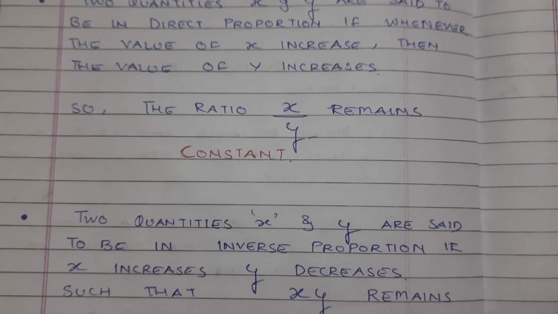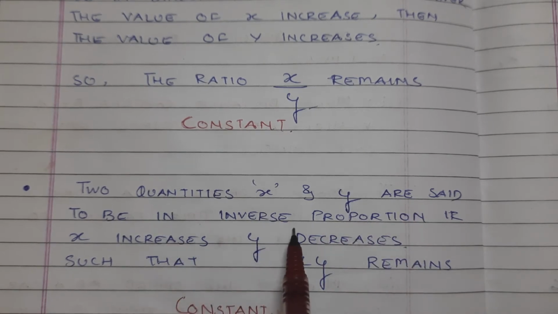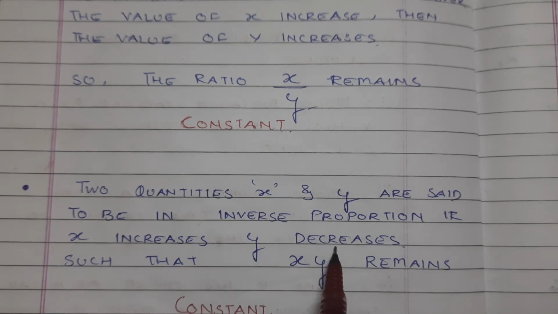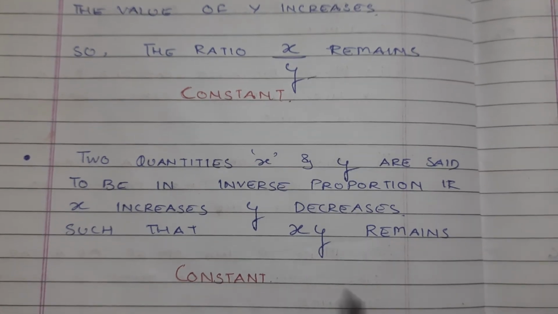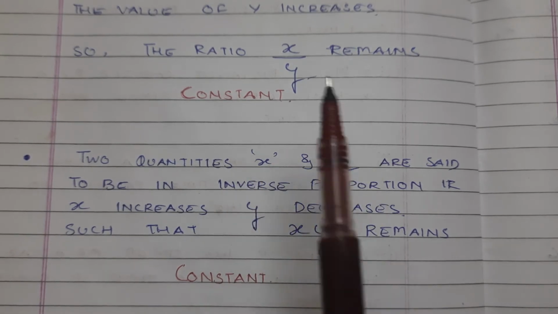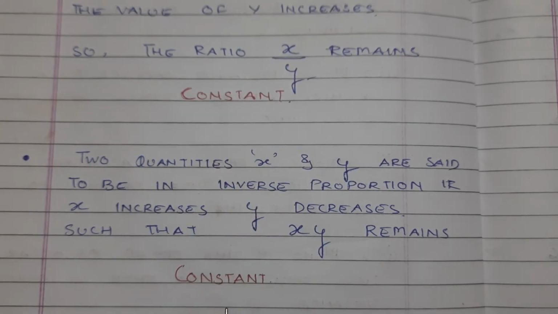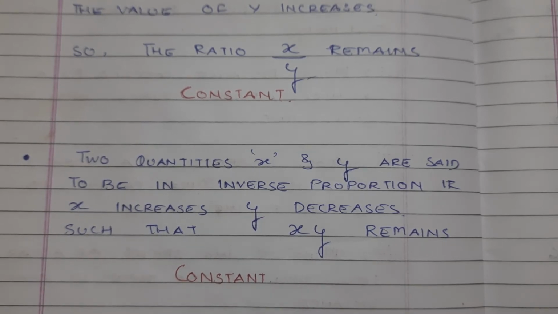Next one is inverse proportion. Two quantities x and y are said to be in inverse proportion if x increases, y decreases, or x decreases, y increases. Then the product xy remains constant. So always remember, in direct variation, x upon y remains constant, and in indirect, that is inverse proportion, the product of these two quantities will always remain constant.